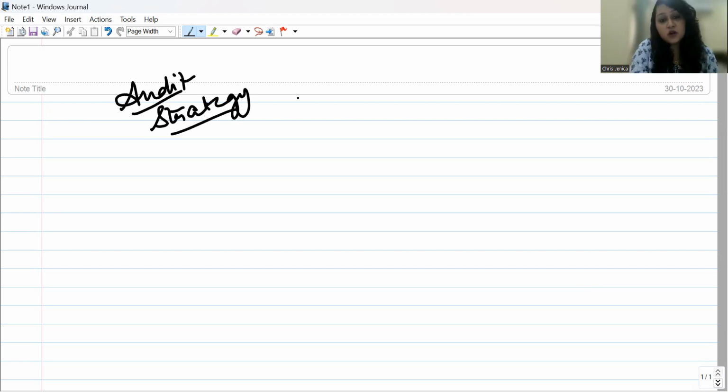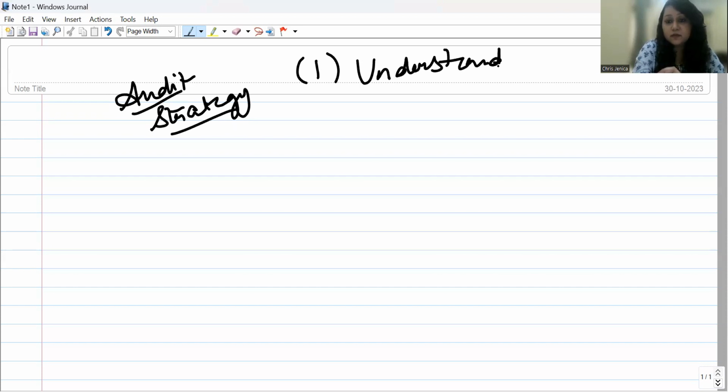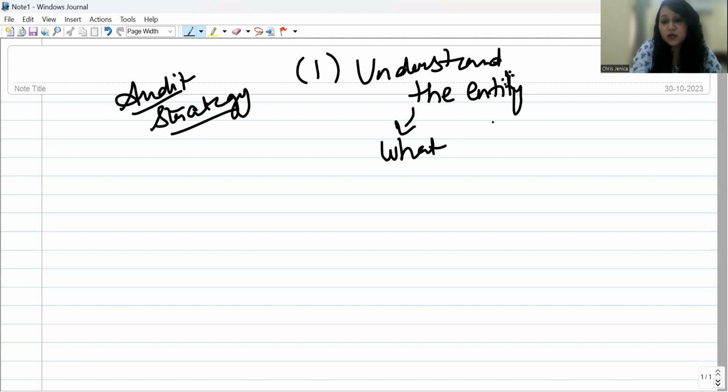This audit strategy will be including understanding the entity. So first of all, as a part of the overall approach to the audit, we are going to understand the entity. So what does understanding the entity mean? What are we going to understand? How are we going to understand? What and how?